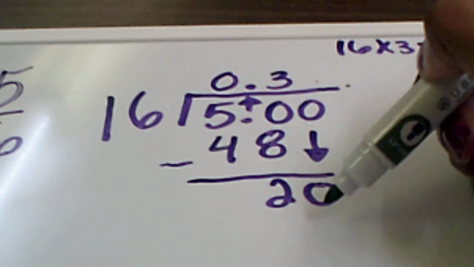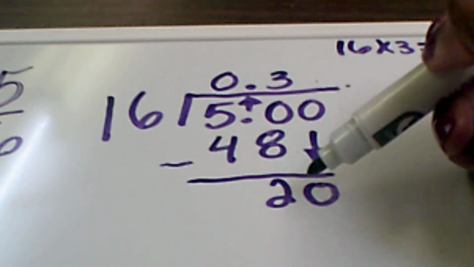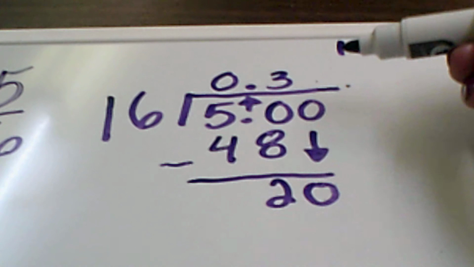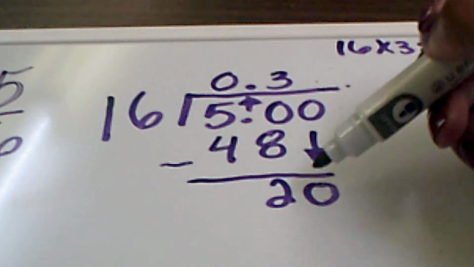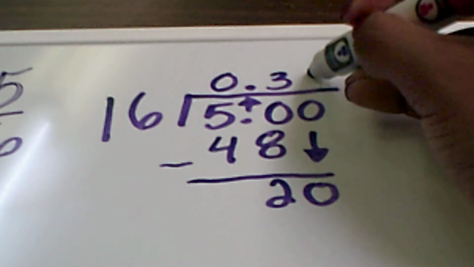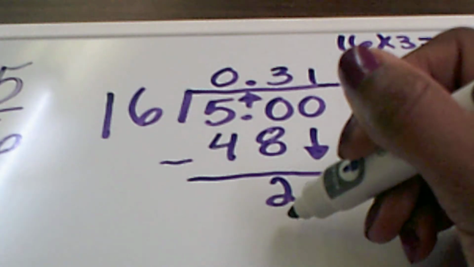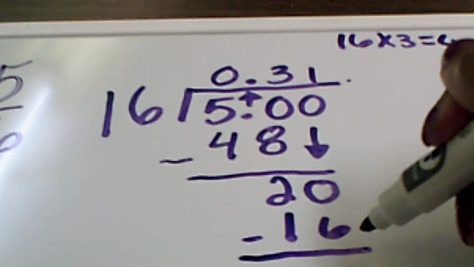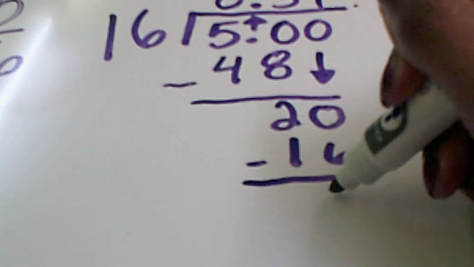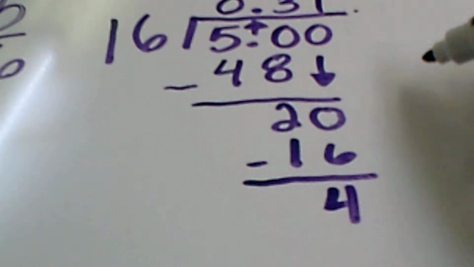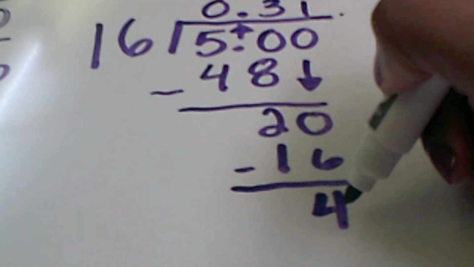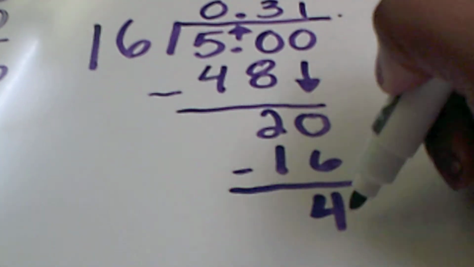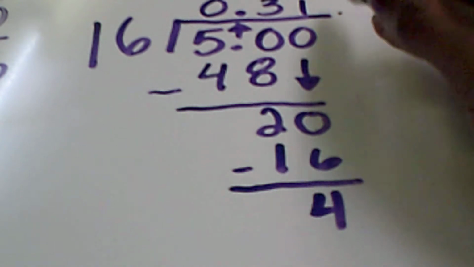Alright, 16 goes into 20 how many times? Well, that's easy. You can do that in your head. 16 times 1 is 16. So you know that 16 goes into 20 one time. And then you would do 16 here, subtract. 20 minus 16 is 4. Alright, so, okay. You see what's going on here? I have 4 here. So I'm not done.